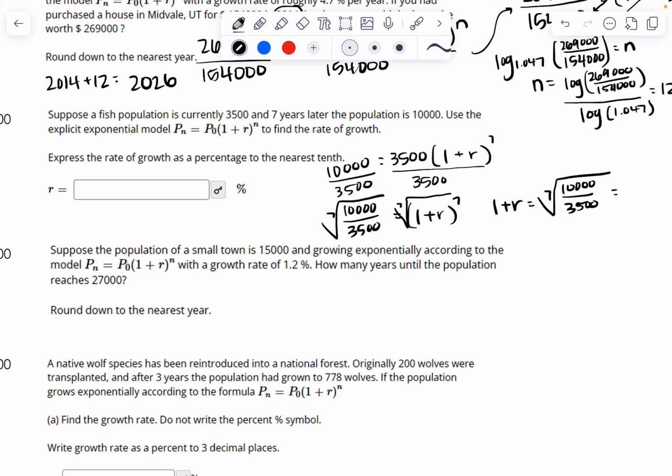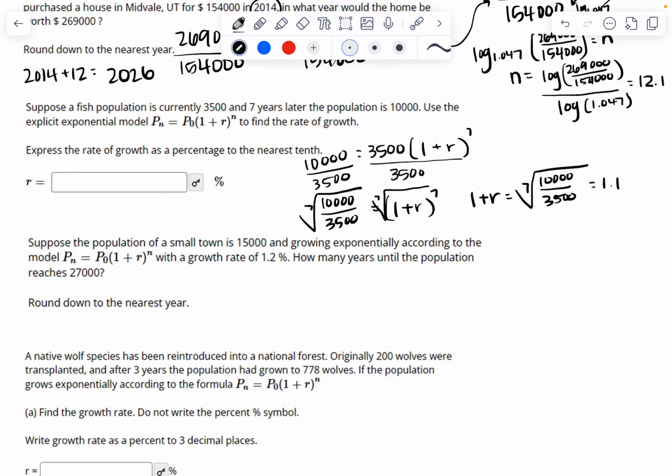So now I just need to do that. And this is 1.162 when we round it. And it says that we want the rate as a percentage to the nearest tenth. So if 1 plus r is 1.162, when we subtract 1, r is 0.162, and as a percent, that would be 16.2%.